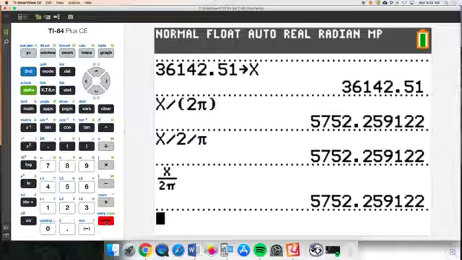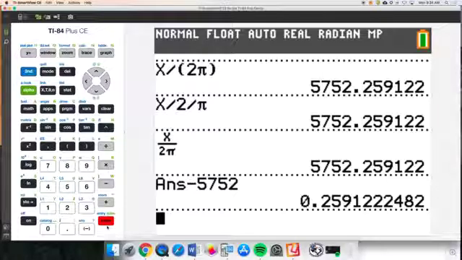So that is what? What does that number give us? 5752 is the number of rotations. Good. So we subtract those out. Minus 5752, and then boom, you get that.